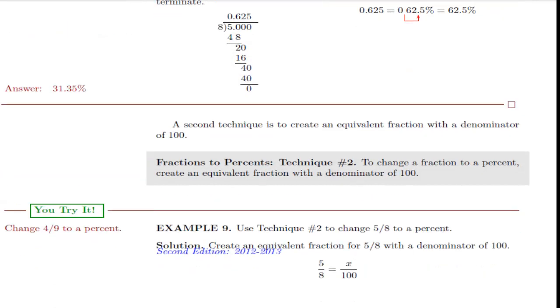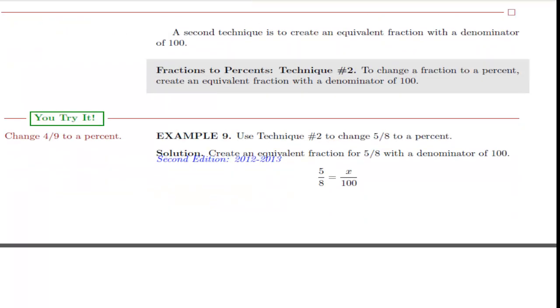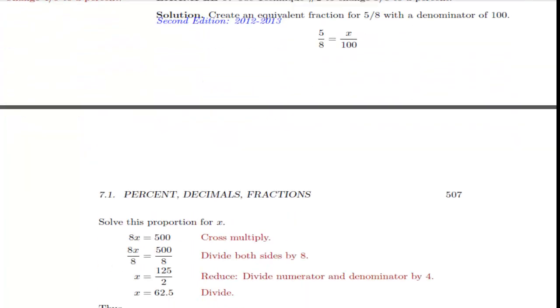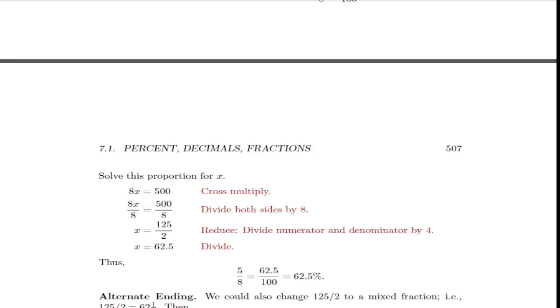A second technique is to create an equivalent fraction with a denominator of 100. Fractions to percents, technique number 2. To change a fraction to a percent, create an equivalent fraction with a denominator of 100. Example 9. Use technique number 2 to change 5 over 8 to a percent. Solution. Create an equivalent fraction for 5 over 8 with a denominator of 100. So 5 over 8 equals some fraction with numerator x over a denominator of 100. We'll solve this proportion for x.